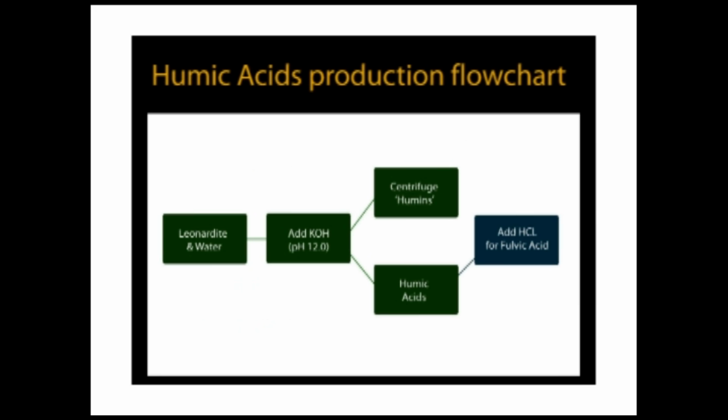Another way to better illustrate what humic and fulvic acids are is to illustrate the basic extraction process. Leonardite and water are mixed. The pH is raised with potassium hydroxide or other bases, and the solution is extracted. If it is centrifuged at a high pH, the insoluble products would be termed humins. The remaining liquid would be called humic acids. Now, if one were to take the humic acid solution and lower the pH with an acid such as hydrochloric acid and centrifuge it again, the humic acid would separate, and the remaining solution would be termed fulvic acid.